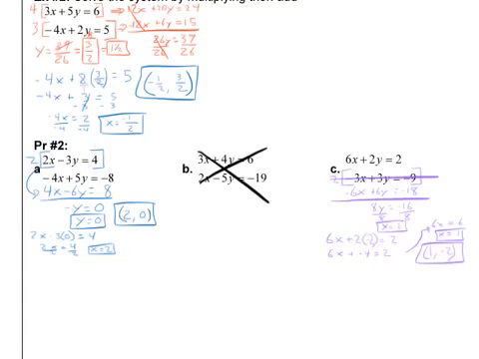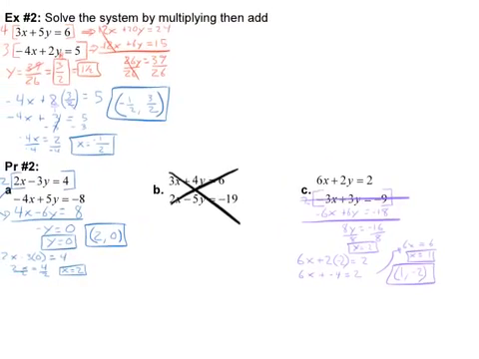Okay, when I did this, I had 2, 0 for this one, and 1, negative 2 for this one. Okay, let's go on to the next problem, which I believe is on the next page.